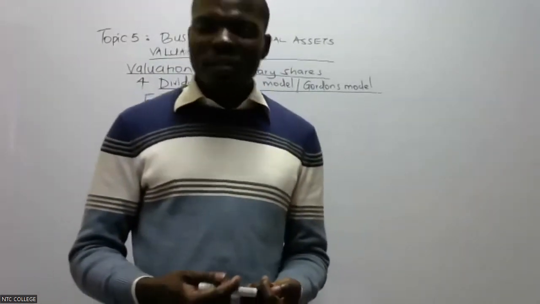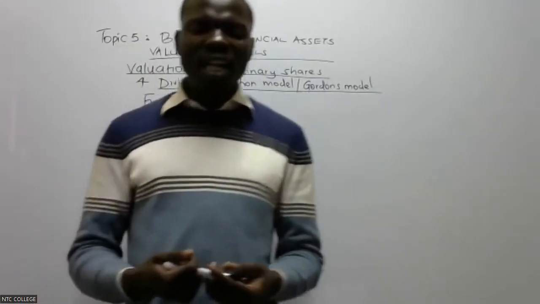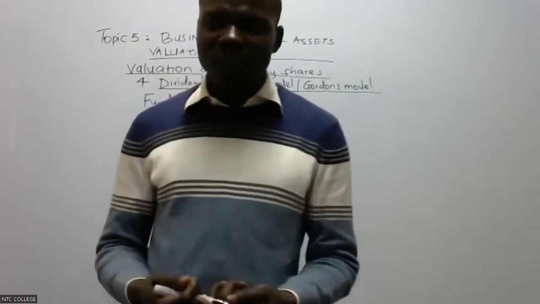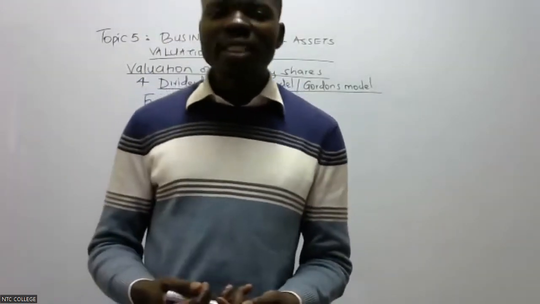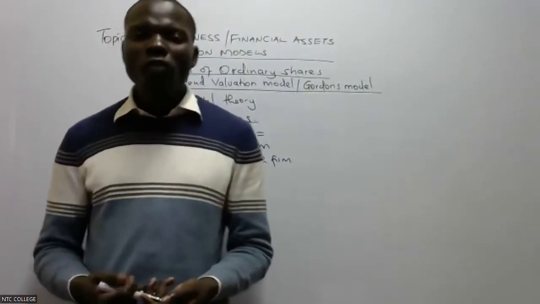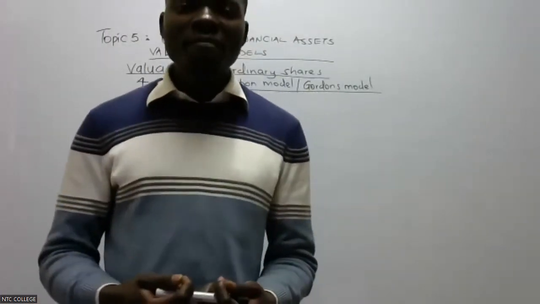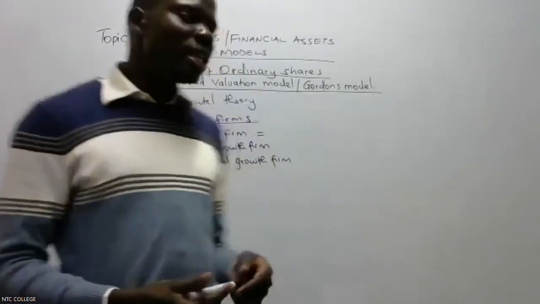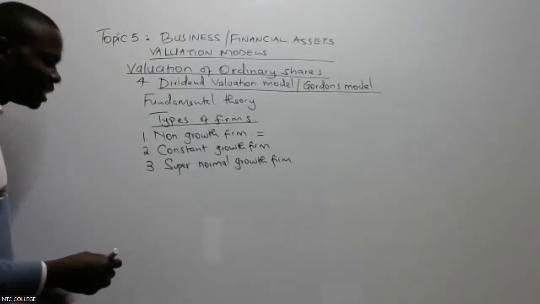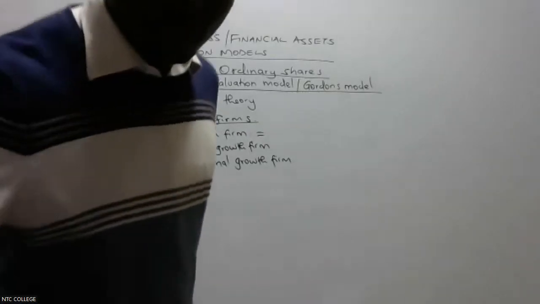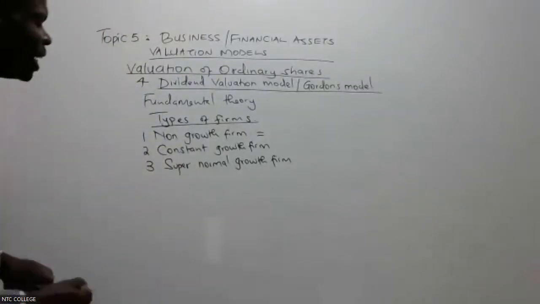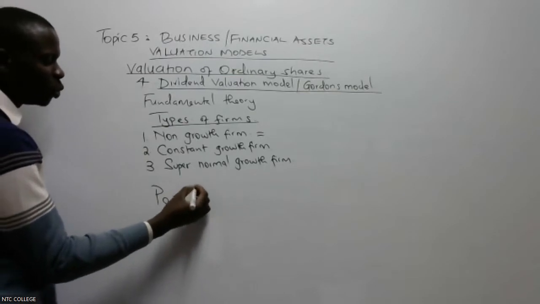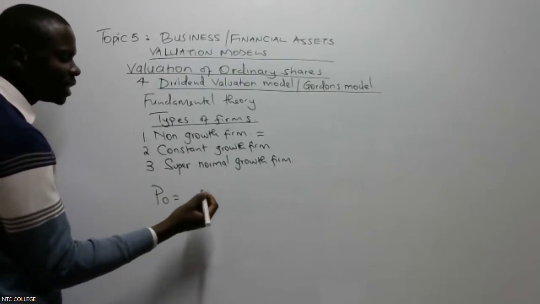So in this case, the intrinsic value is equal to the present value of constant dividends to infinity. Therefore, it will be illustrated as follows. The intrinsic value is equal to the present value of constant dividends.